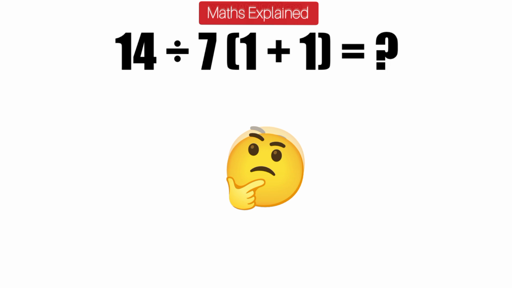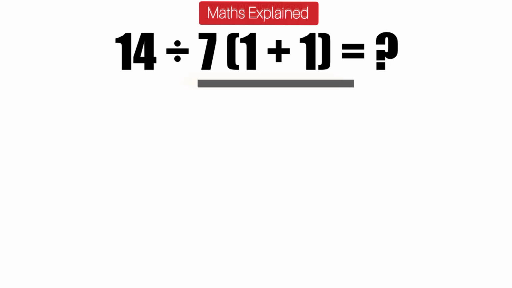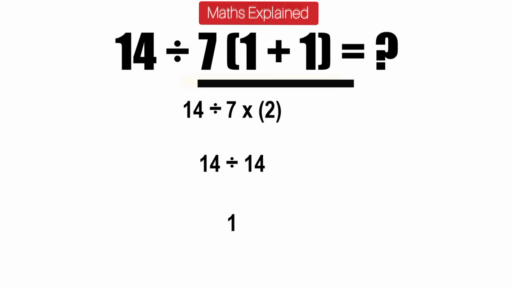Now some students think like this. 7 times 2 equals 14. And 14 divided by 14 equals 1. They group 7 times 2 together first. But class, there is no bracket around it, so this is not correct.